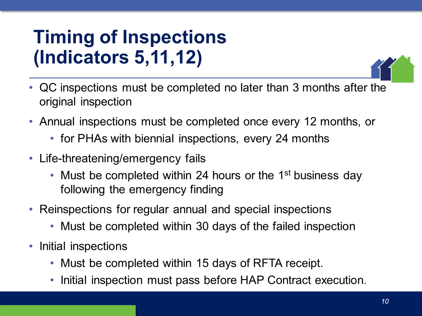Each inspection type has parameters on when they should be conducted that should be kept in mind for scheduling. QC inspections must be completed within 90 days of the original inspection. Annual and biennial inspections must be completed every 12 or 24 months. Life-threatening or emergency fails must be reinspected within 24 hours or the next business day. Regular annual and special inspections must have a reinspection conducted within 30 days. Initial inspections must be completed within 15 days of receipt of the RFTA. Remember that an initial inspection must be passed before a HAP contract may be signed, even if the resident is already living in the unit.